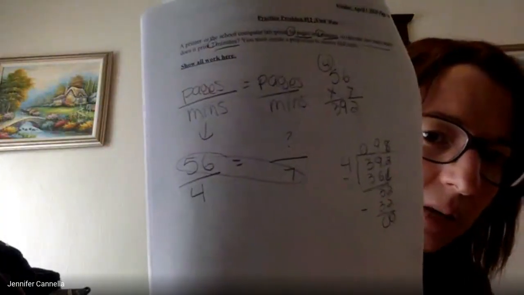Pages over minutes equal pages over minutes. So now we're going to divide 56 by 4. So Blessing, what's 56 divided by 4? You can use a calculator. 56 divided by 4 is 14. So the unit rate is 14 pages per minute. Now, Blessing, I want to know in 7 minutes, how many pages is that? So what do I do with the 14 and the 7? Starts with an M. Multiply. Write on your paper, 14 times 7.